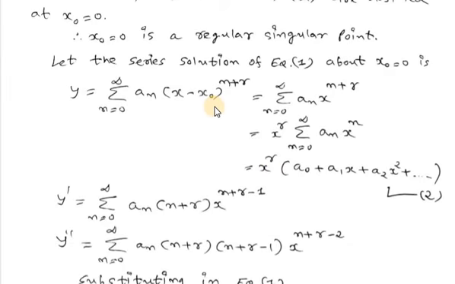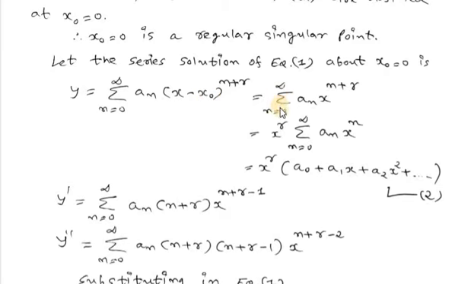Now we will find out the series solution of equation 1 about x0 equals 0. Say that is y equals sigma n is from 0 to infinite a n x minus x0 the whole raised to n plus r. Now replace x0 by 0.